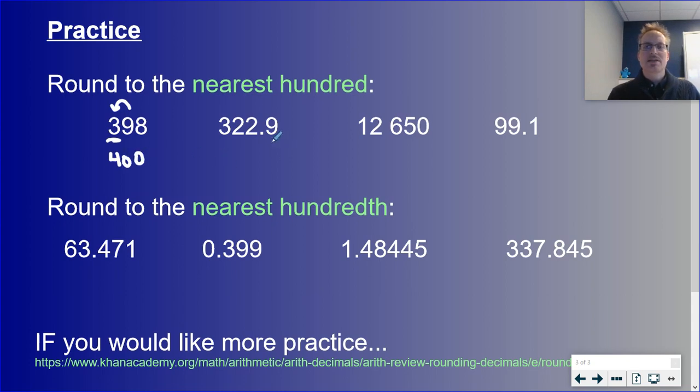Again, we're going to do the next example, still rounded to the nearest 100. We're going to underline the 100 place value. This 2 is not going to round this up at all because it's less than 5. So this is going to be 300 or 300.0. Again, on this one, we're going to underline the 100 place value. Again, this is a 5 or greater, so this is going to round up. So this would be 12,700.